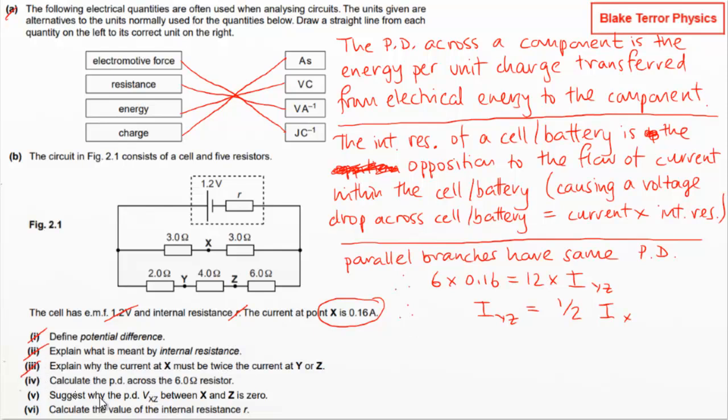Right. Calculate the PD across the 6 ohm resistor. Right. Okay.